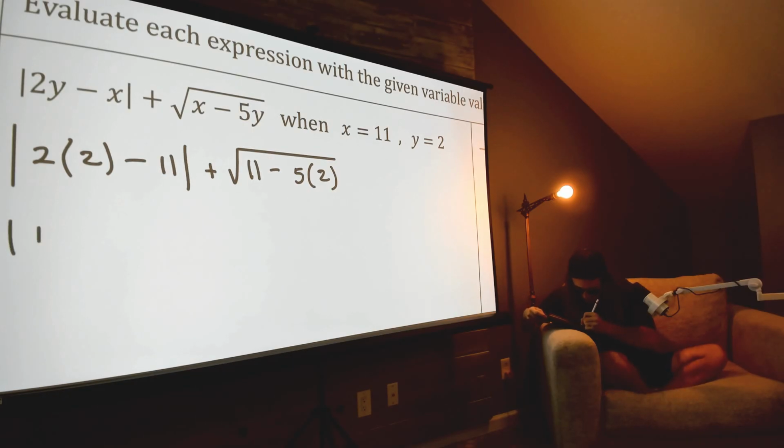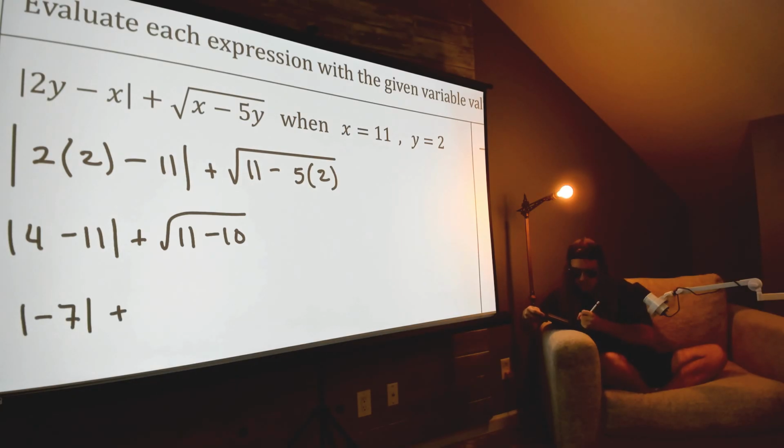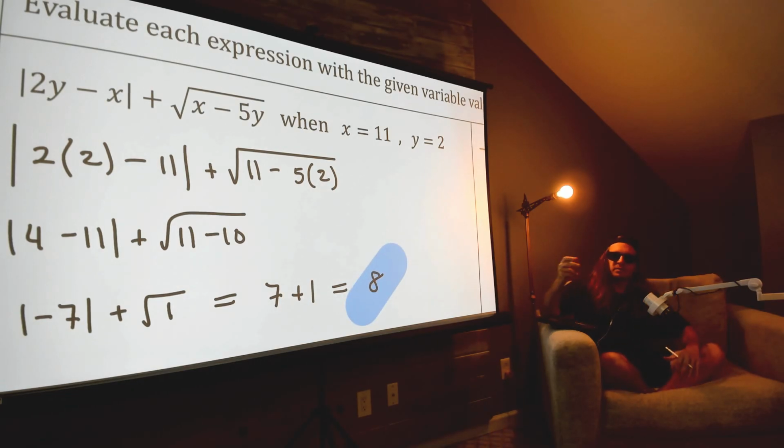2 times 2 is 4. 5 times 2 is 10. 4 minus 11 is negative 7. And 11 minus 10 is 1. The absolute value of negative 7 is 7. And the square root of 1 is 1. 7 plus 1 is 8. And that would be the answer there.